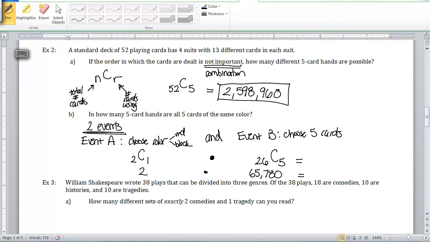So if I multiply 2 and 65,780, I get 131,560. So notice this was a multiple event. We need to multiply because of the "and," also keep in mind you chose each event's combination individually. So let's look at some more multiple events.